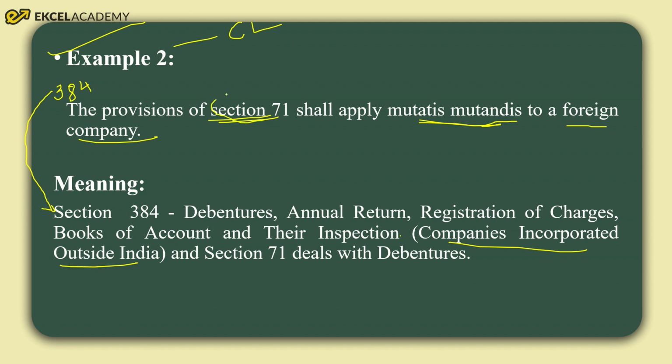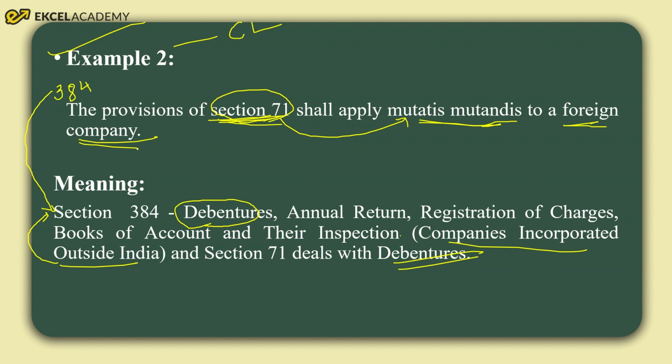What does Section 71 deal with? It deals with debentures for Indian companies or companies which are incorporated in India. So, the provisions of debentures as applicable to Indian companies will apply mutatis mutandis to a foreign company. This means that the provisions given in the Companies Act under Section 71 for debentures will also apply to the companies which are incorporated outside India with necessary changes or alterations being made.